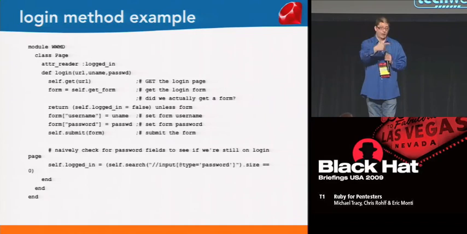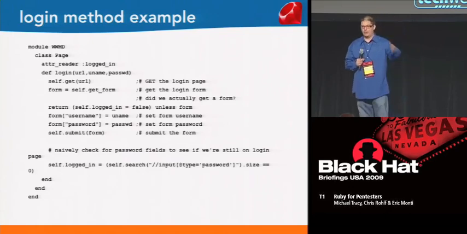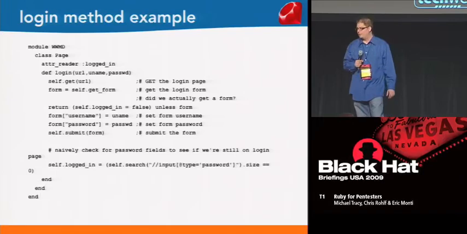On the next line, we go out and get the URL that has the form on it. Then we actually get the form, right? Then we say, if this page doesn't have a form, something's wrong, so we're going to return false or raise. You can do either one. Now we're going to set the form username and the form password, and we're going to submit the form. Now we've just logged into the application. In order to test that we've successfully logged in, we're just going to naively test whether or not there's still a form with a password field on the screen.